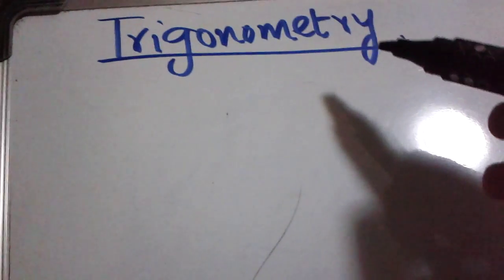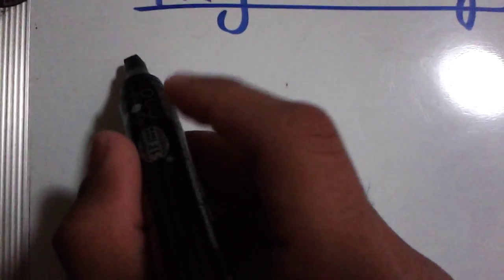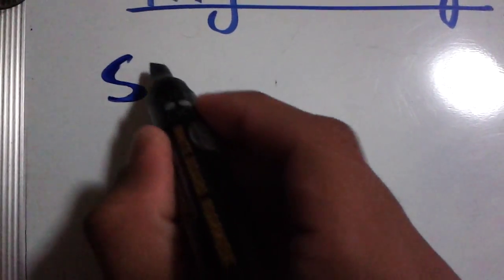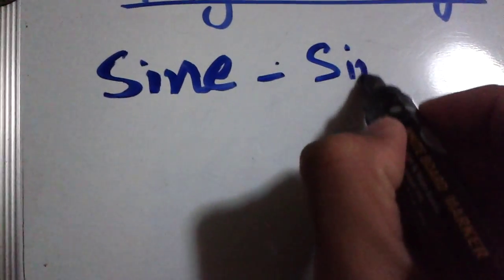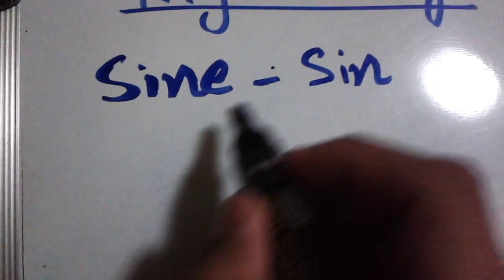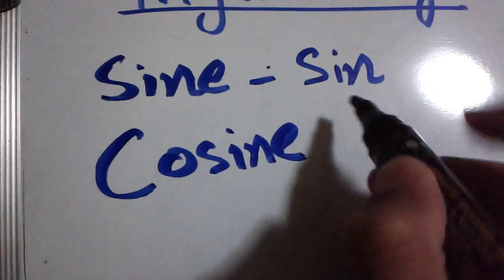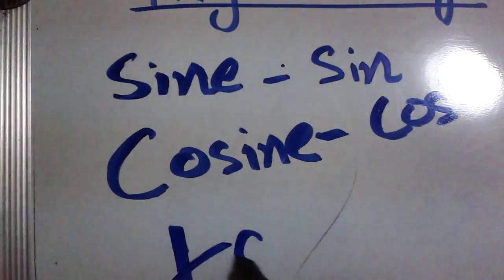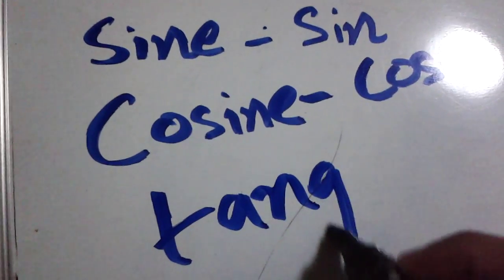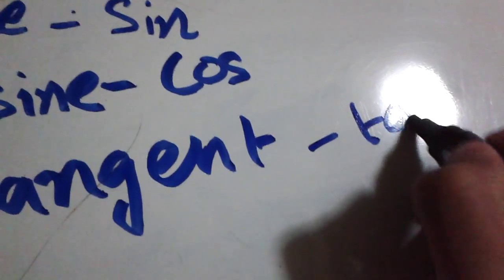What I want to discuss in this short video is explaining the trigonometric ratios, which fall under trigonometry. There are three ratios which one may encounter: sine, whose short form is sin, then cosine, which is written as cos, and then tangent, which is written in short as tan.